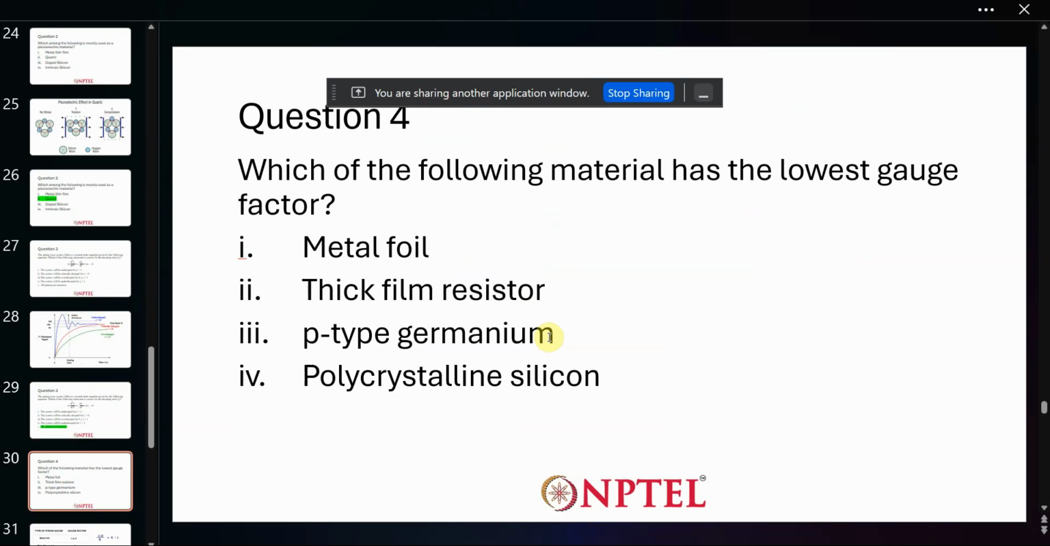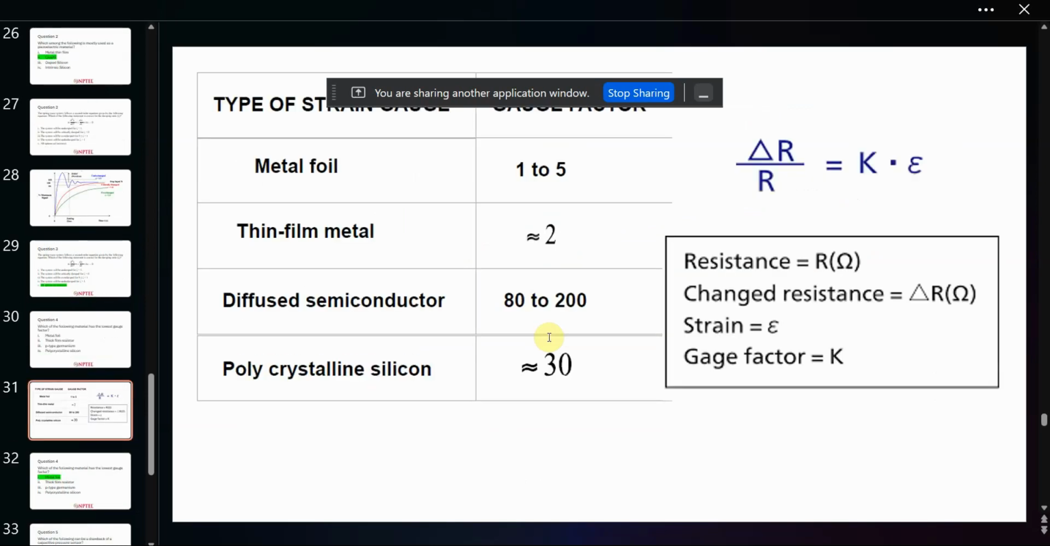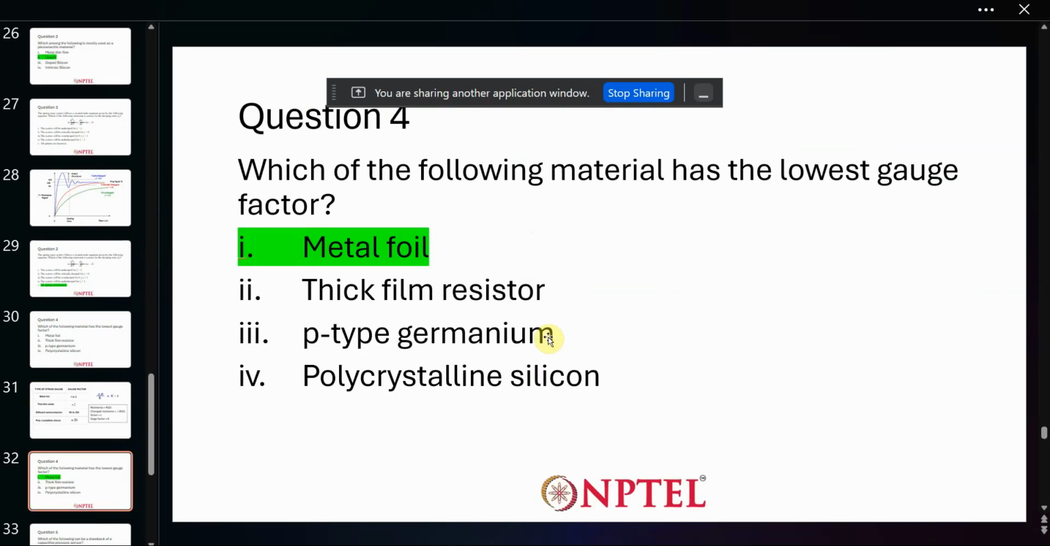Then we move to the fourth question. Which of the following has the lowest gauge factor? This has already been given in the lecture slide, so the answer is metal foil. Metal foil has the lowest gauge factor, and that is the reason metal is used as a conductor. If the metal had a very high gauge factor, it would not have been used as a conductor per se. That is the main reason as well.